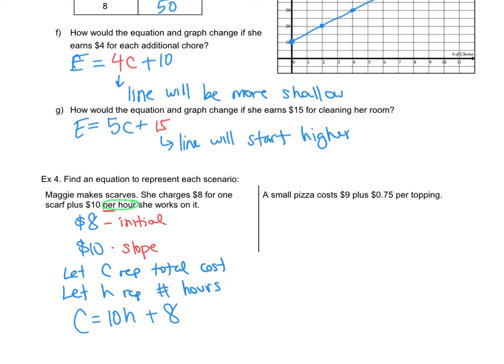Okay, last example. A small pizza costs $9 plus $0.75 per topping. Here are our 2 numbers, the 9 and the 0.75. You see per, that's our clue that 0.75 is the slope and 9 is the initial. So why don't you pause the video here? Write down your let statements. You should be able to tell what your variables are, and then write down your equation, then come back to check your work.